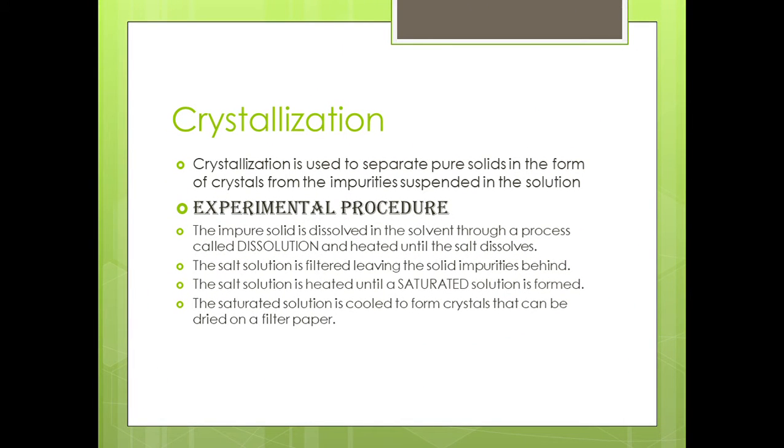Crystallization, the second subtopic. Crystallization is used to separate pure solids in the form of crystals from the impurities suspended in the solution. The experimental procedure is: the impure solid is dissolved in the solvent through a process called dissolution and heated until the salt dissolves. The salt solution is filtered, leaving the solid impurities behind. The salt solution is heated until a saturated solution is formed. The saturated solution is cooled to form crystals that can be dried on a filter paper.